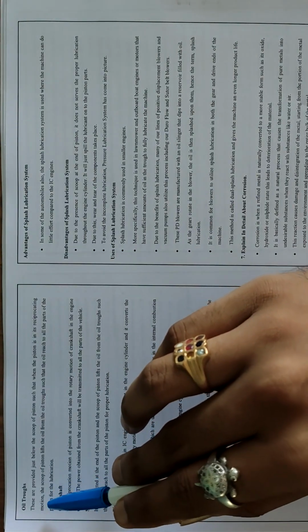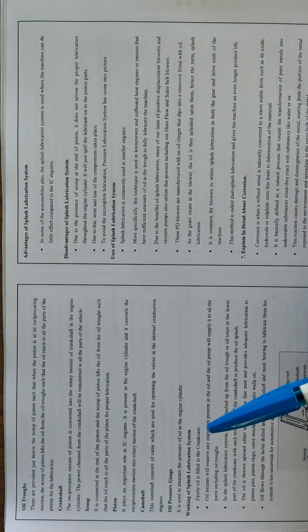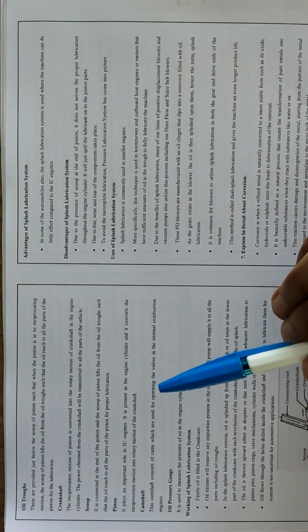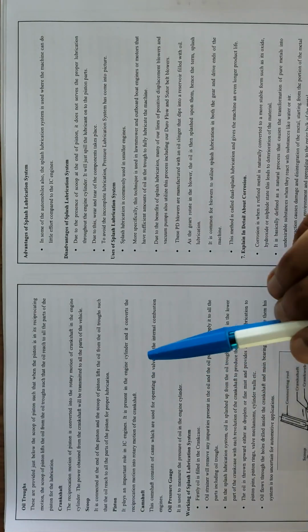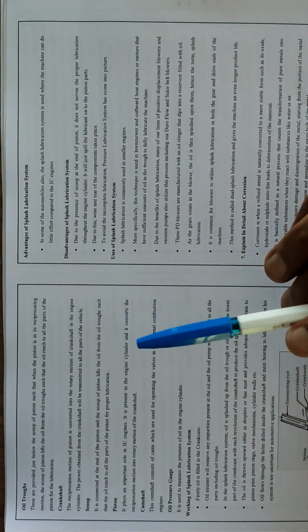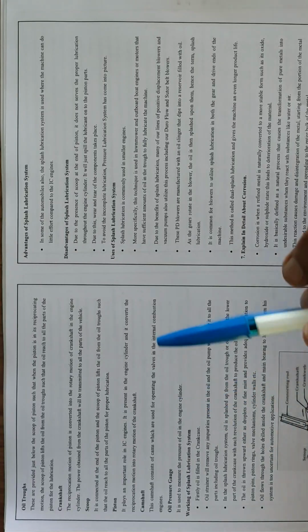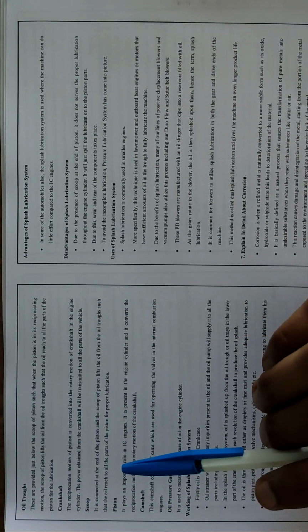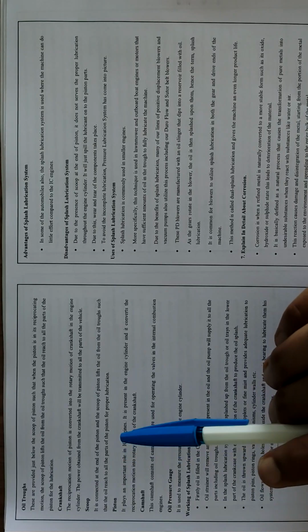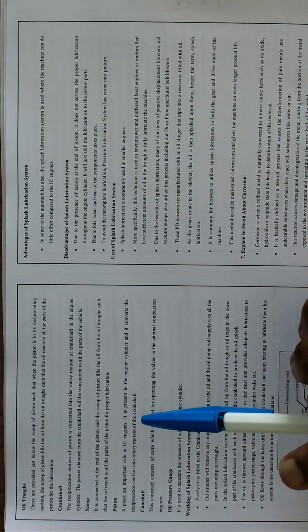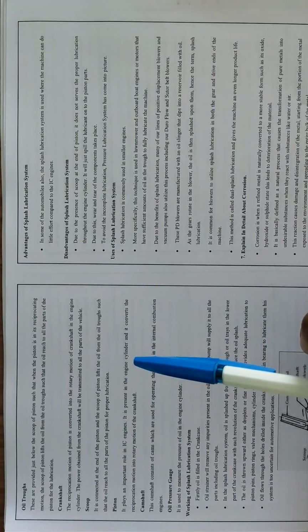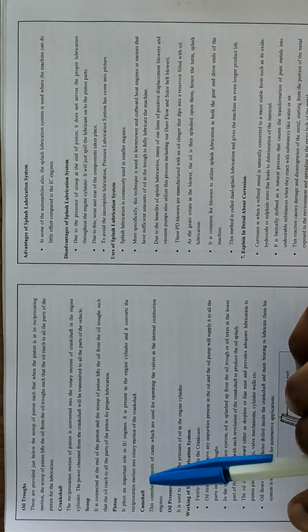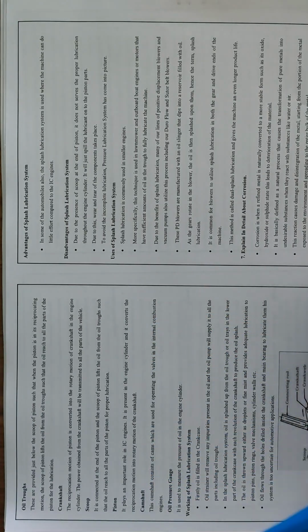Oil troughs. These are provided just below the scoop of the piston, such that when the piston is in its reciprocating motion, the scoop of the piston lifts the oil from the oil trough such that the oil reaches all parts of the piston for lubrication.